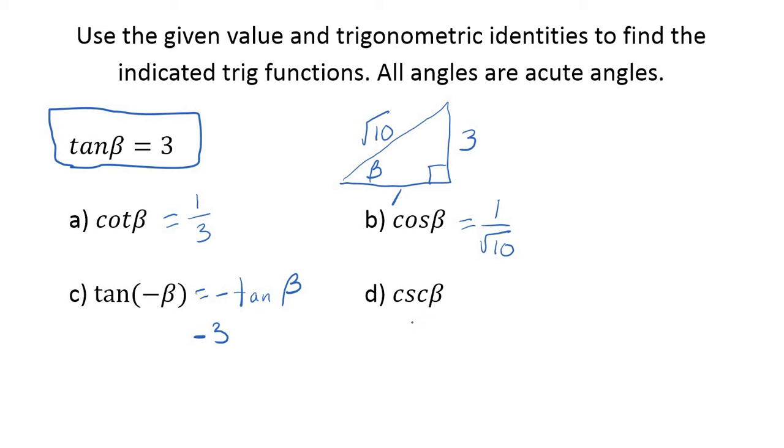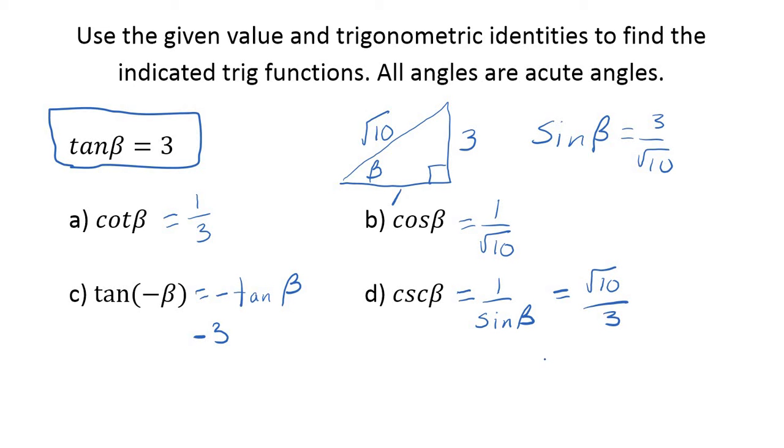Cosecant. Okay, cosecant, that's not as natural maybe to think of. At least for me it's not. So I like to remind myself, oh, cosecant is 1 over the sine, right? So sine, in this case, in fact it's easier if I just do sine beta, I like to do it this way. Sine would be opposite over hypotenuse. So that's 3 over root 10. And so then cosecant would just be the reciprocal, root 10 over 3.